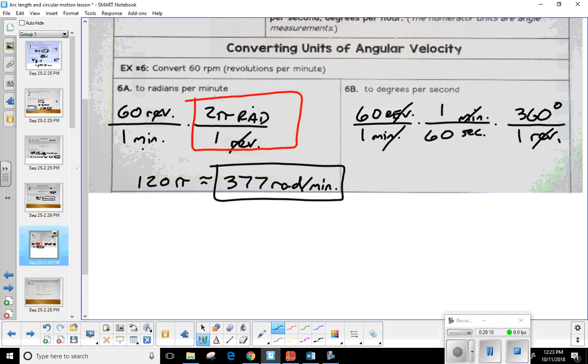And do you notice something else? The 60s cancel as well. So this one, again, we don't have to go back to the calculator. It's in degrees per second. So it should be what? 360 degrees per second.